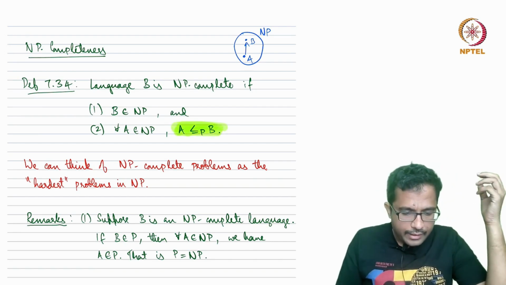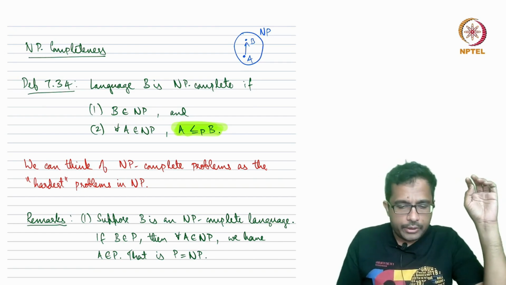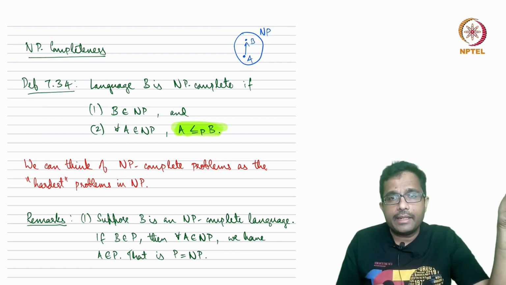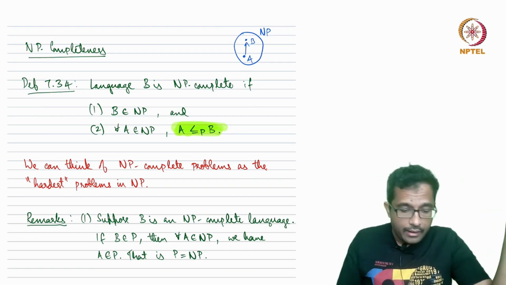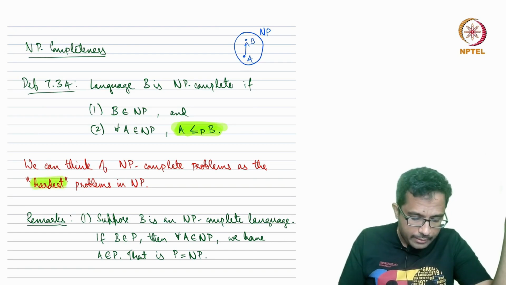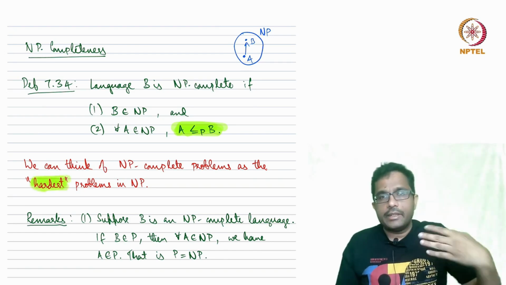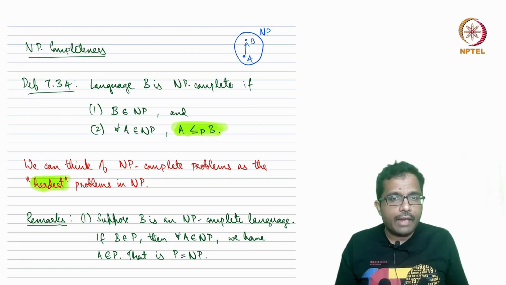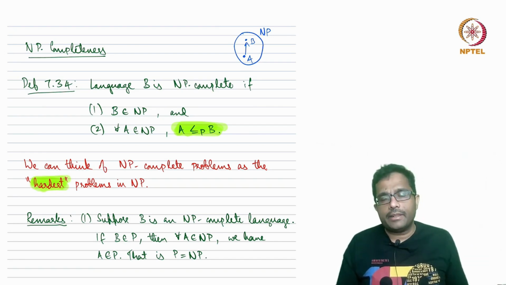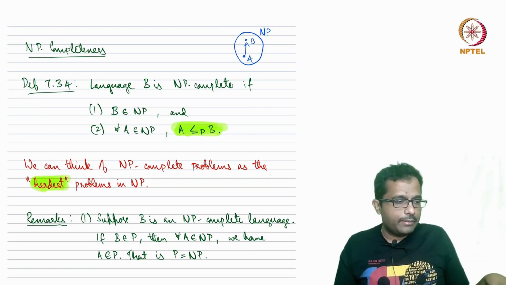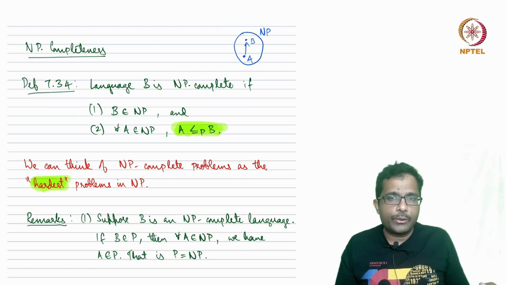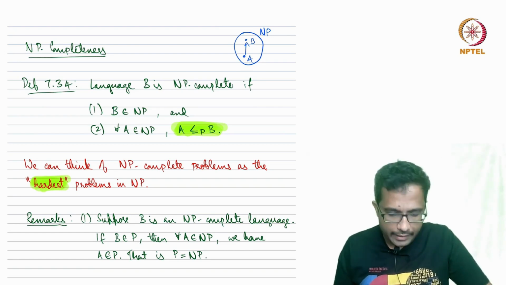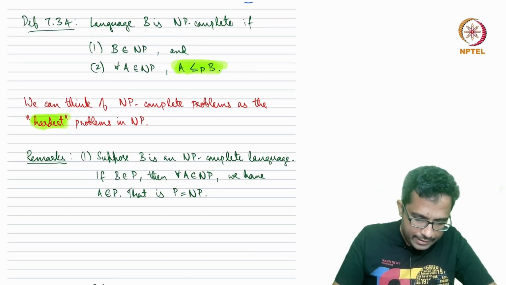Because of this, it is convenient to think of the NP-complete problems as the hardest problems in NP, because if we have a way to decide an NP-complete problem, then we have a way to decide any problem in NP. In that sense, it is because of the reduction from all the languages in NP to B. So let's formalize these points.